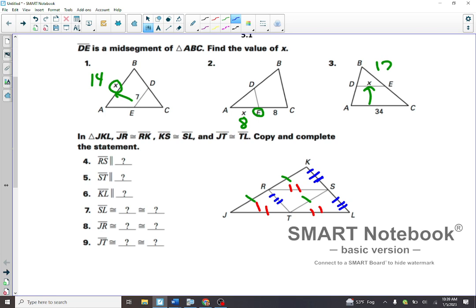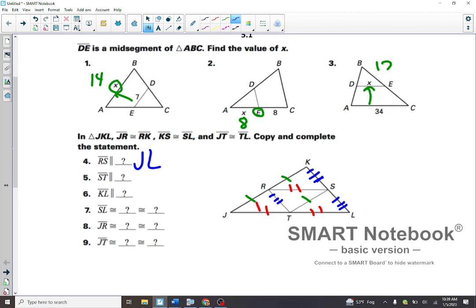Wait, RS and JL? Oh, I see. Is it anything with the two lines? In this case, for this one, anything with the two tick marks, yes. So for 3, you just put 34 divided by 2, which is half, yeah. It could be JT, TL, JL, so any part of that line.